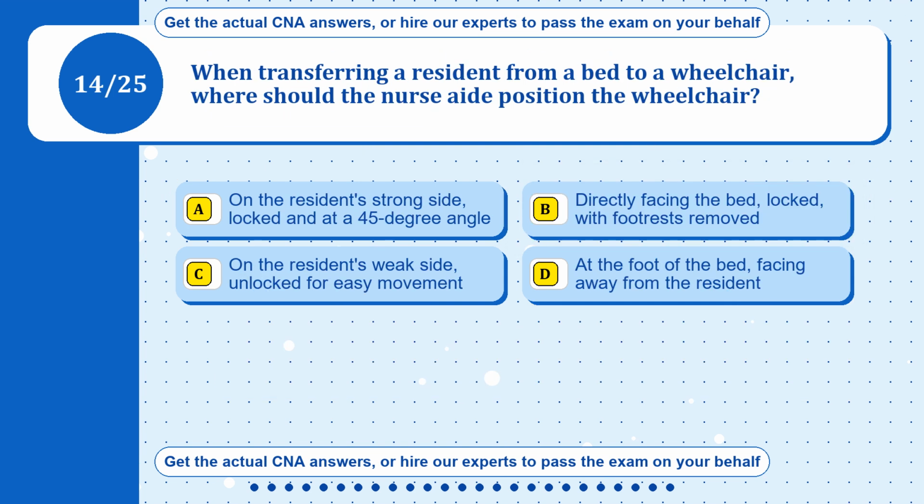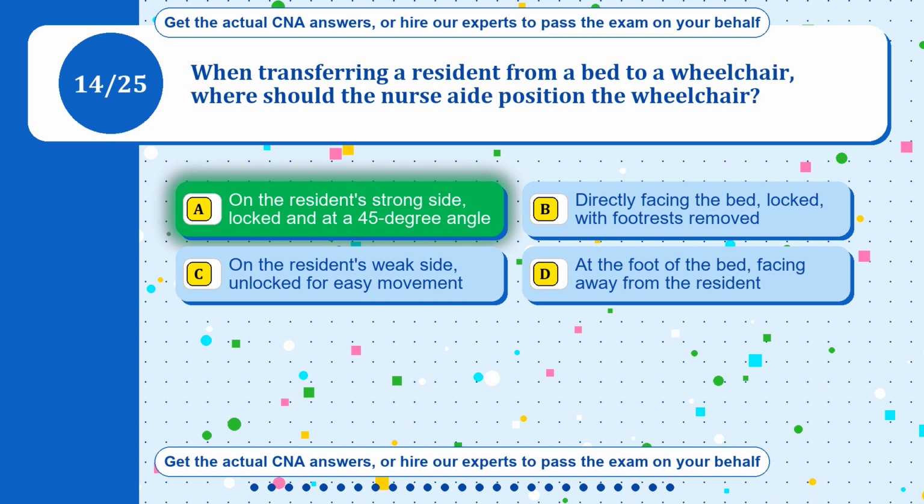Question 14. When transferring a resident from a bed to a wheelchair, where should the nurse aide position the wheelchair? Option A, on the resident's strong side, locked under a 45-degree angle. Option B, directly facing the bed, locked, with footrests removed. Option C, on the resident's weak side, unlocked for easy movement. Option D, at the foot of the bed, facing away from the resident. The correct answer is option A, on the resident's strong side, locked under a 45-degree angle.